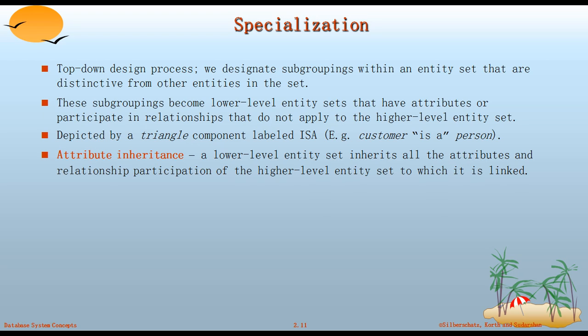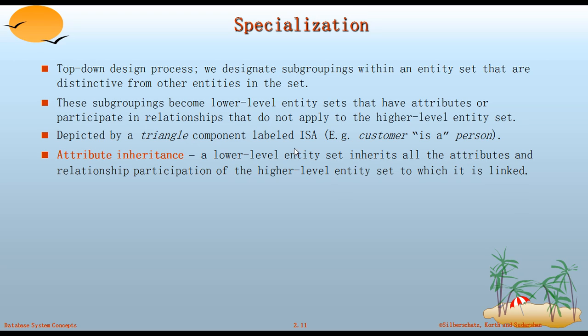Next, we are going to see about specialization. In the top-down design process, we designate subgroupings within an entity set that are distinctive from other entities in the set. These subgroupings become lower-level entity sets that have attributes or participate in relationships that do not apply to the higher-level entity set. It is depicted by a triangle component labeled ISA, for example, customer ISA person. So it will be depicted by a triangle having ISA.